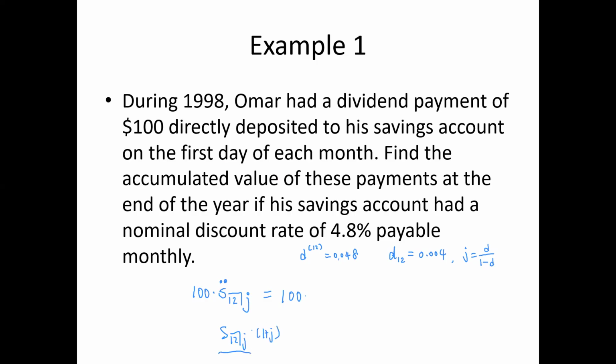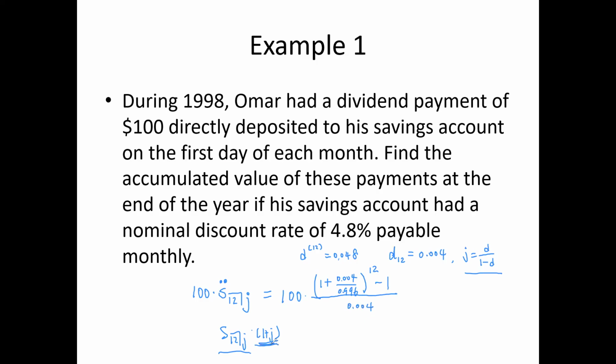I am familiar with this formula. So 1 plus 0.004 over 0.996, which is j. Okay, this is j here. Raise the power by 12, minus 1, over. Actually, we have d here, so I'm just going to put 0.004 instead of doing this.